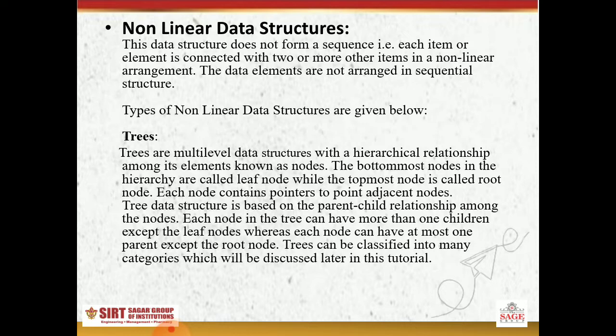Trees are multi-level data structure with a hierarchical relationship among its elements known as nodes. The bottommost nodes in the hierarchy are called the leaf nodes, while the topmost node is called the root node. Each node contains a pointer to point to the adjacent node. Tree data structure is based on the parent-child relationship among the nodes. Each node in the tree can have more than one child except the leaf node, whereas each node can have at most one parent except the root node. Trees can be classified into many categories which will be discussed later.